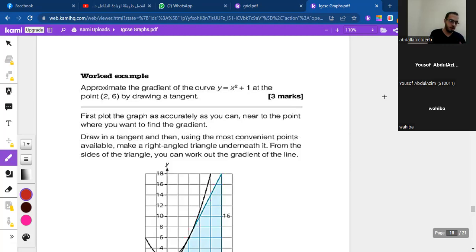So in the question, he asks you to find the gradient at a certain point, not for all the curve, like we see now. Okay, can you read the problem, Yusuf, to understand how to do it?